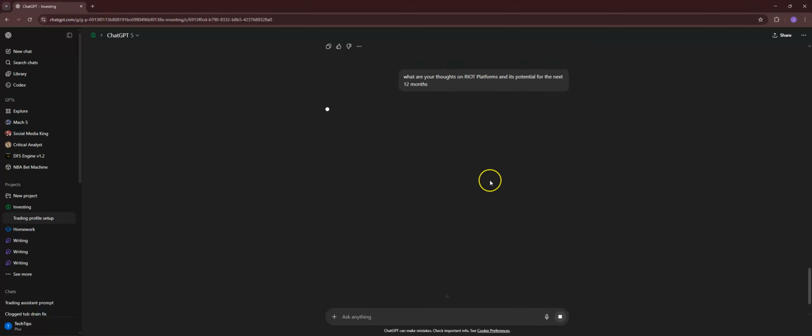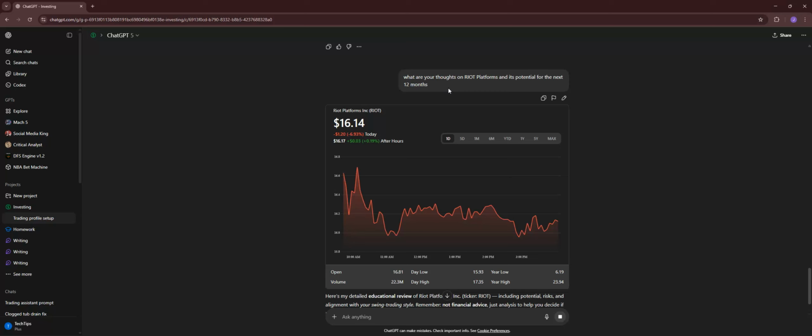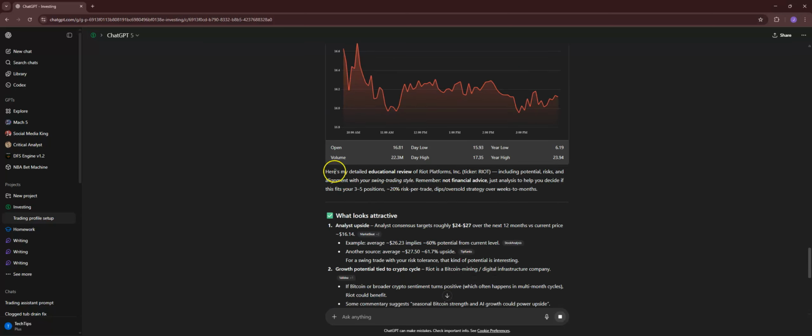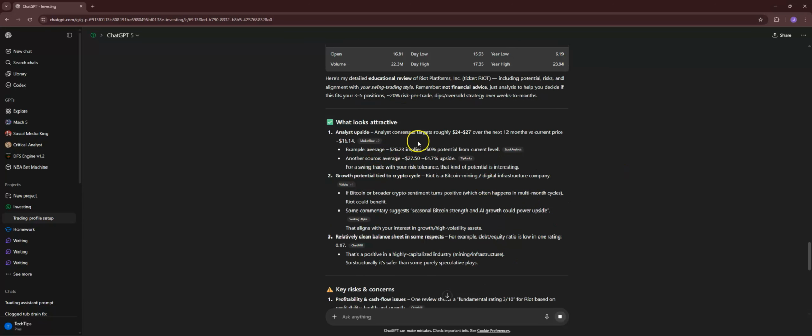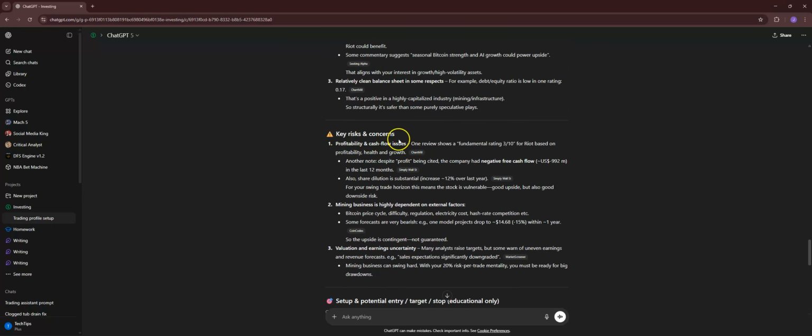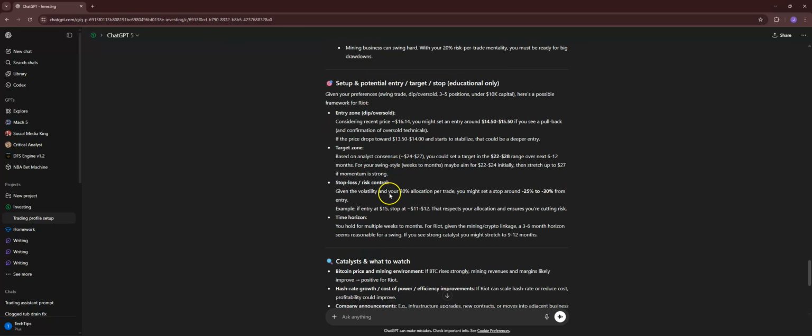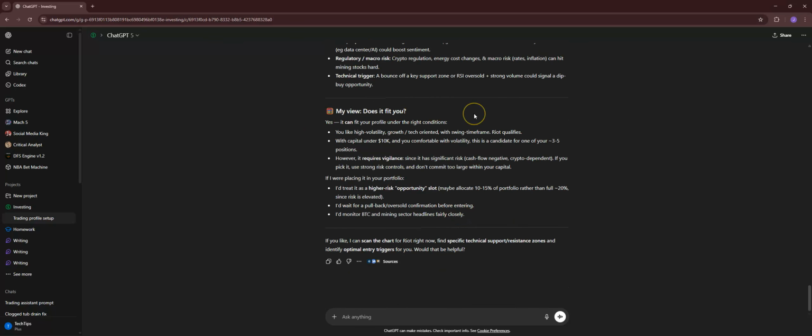So I went ahead and asked it about a Bitcoin mining stock in the United States called Riot Platforms, and I said, what is its potential for the next 12 months? Just to give you an example of the type of questions you can ask. So it pulls up the Riot Platforms stock price, and it says, here's my detailed breakdown, analyst upside. It's looking at things that other people are saying, so 24 to 27 over the next 12 months. Obviously, that's pretty conservative. And we can see here the key risks and concerns, and then you can basically just go ahead and follow up with any questions that you have for it.